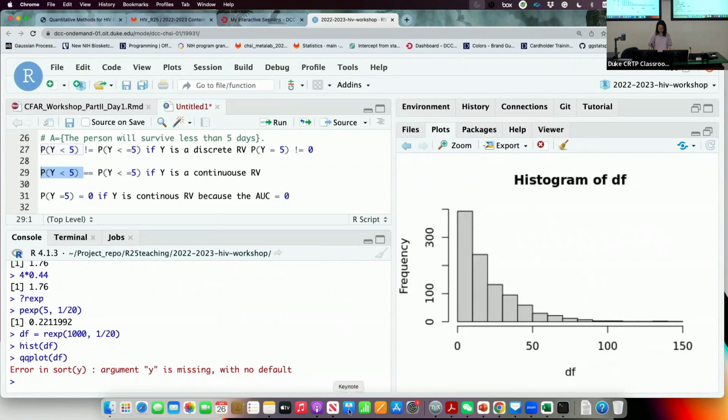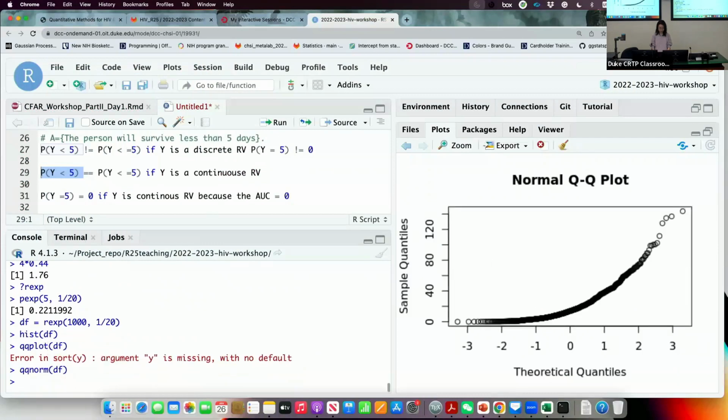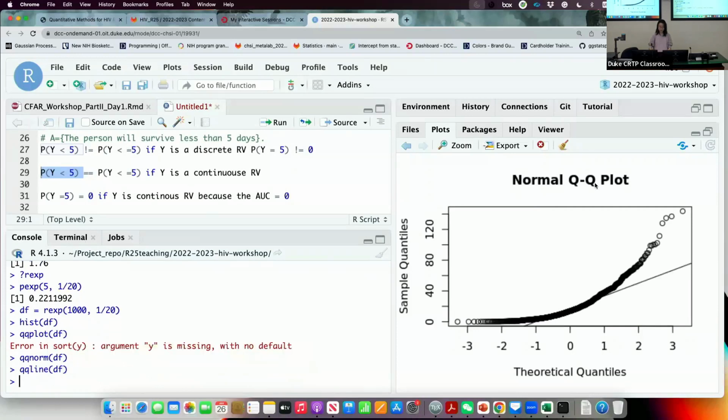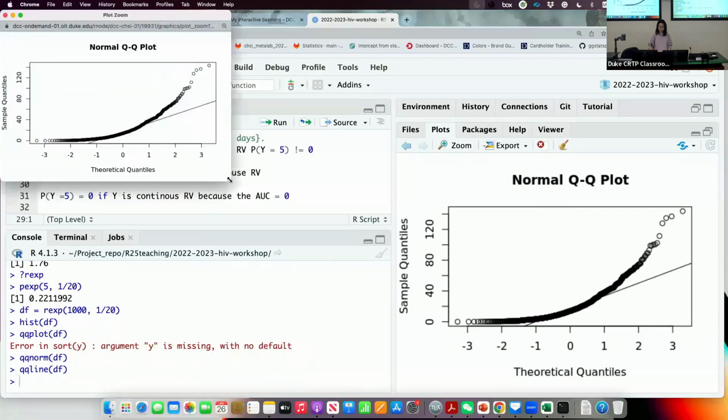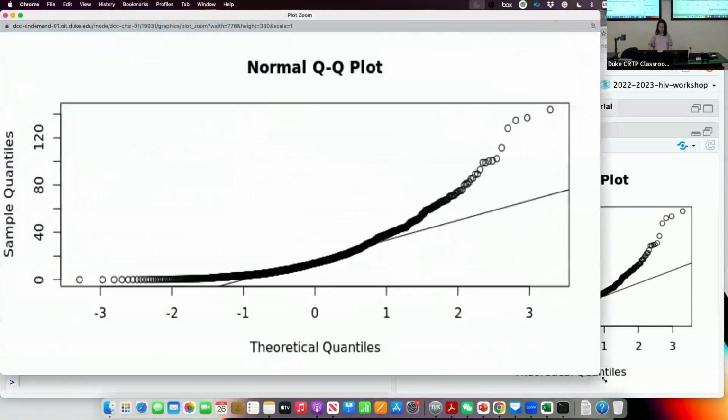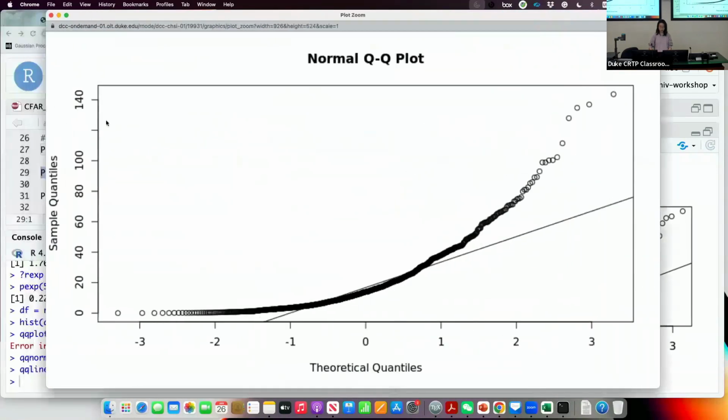QQ norm, sorry. This is QQ norm, right? It's QQ norm DF, and then you follow it with QQ line DF. So basically, what this tells you is that we're comparing, if you look at the x and y axis, the theoretical quantile and the sample quantile, right?